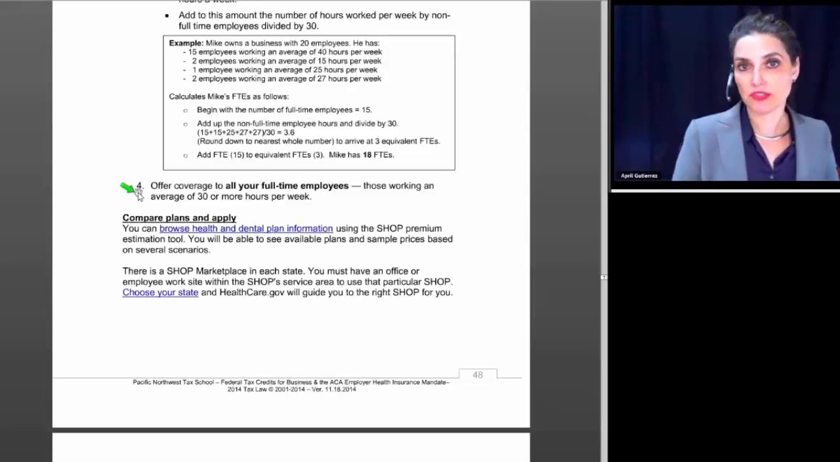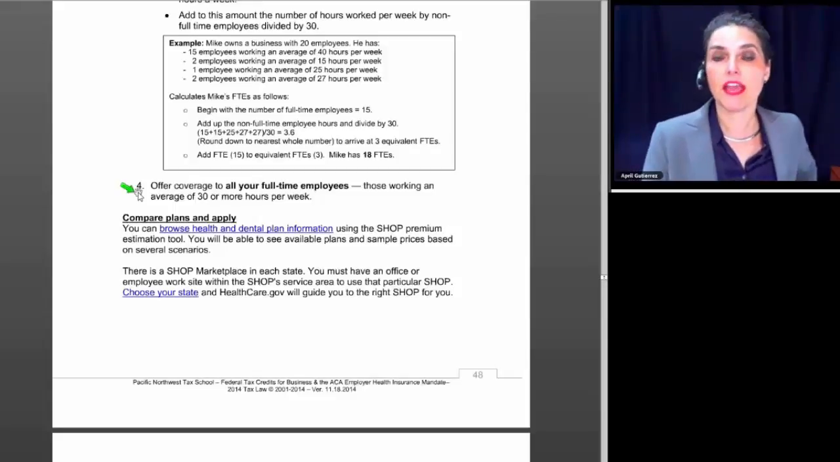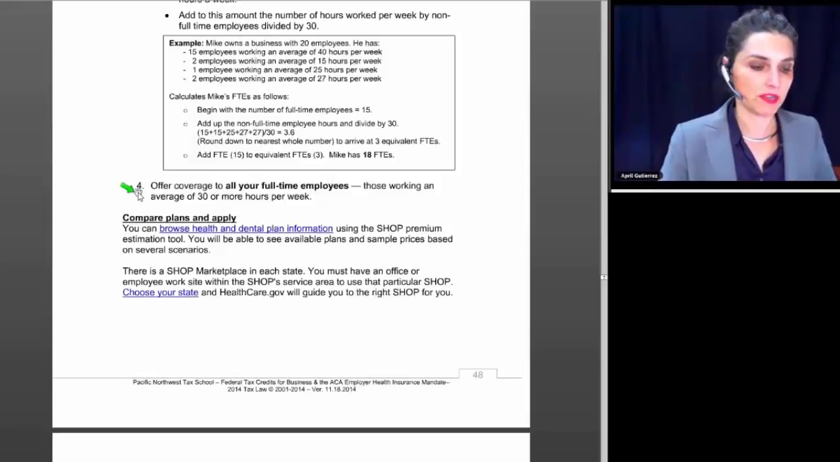But if he chooses to, he should buy his insurance through the shop. And if he purchases his health insurance through the shop for his workers, then he could be eligible to claim the credit for health insurance premiums paid by small employers.